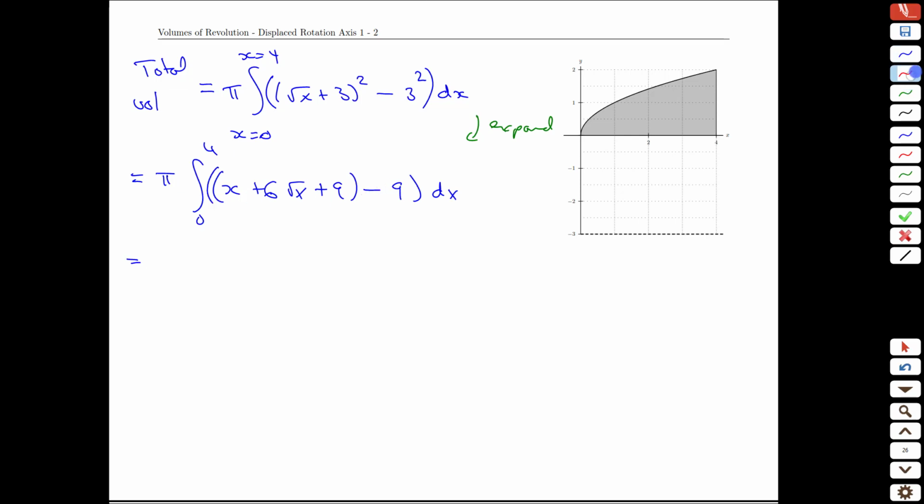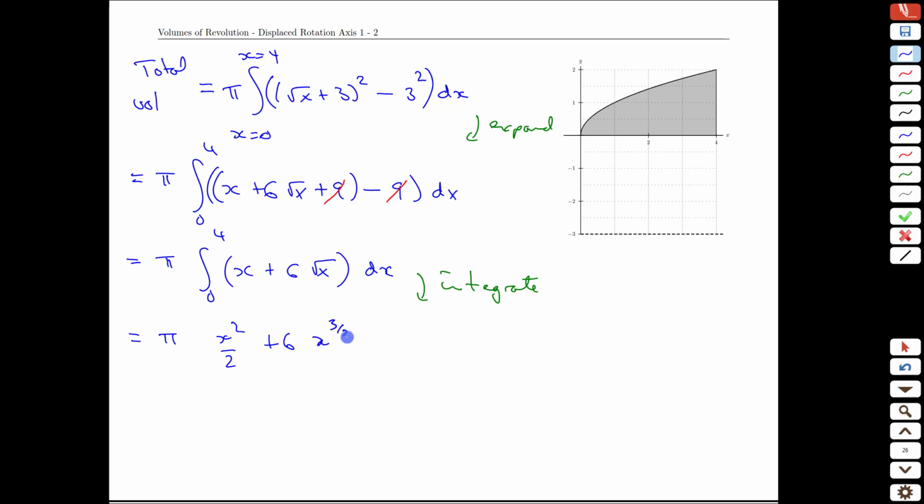And now we can cancel a few things, tidy up a little bit further. We're going to have pi times the integral from 0 to 4 of x plus 6 root x dx. And that is a totally straightforward integral now. We can take the powers, add 1 to the power, divide by the new power, and so on. We'll have pi times x squared over 2 plus 6. This is x to the 1/2. We'll add 1 to the power to get 3/2, divide by the new power, and evaluate that between 4 and 0. The pi applies to all of that.